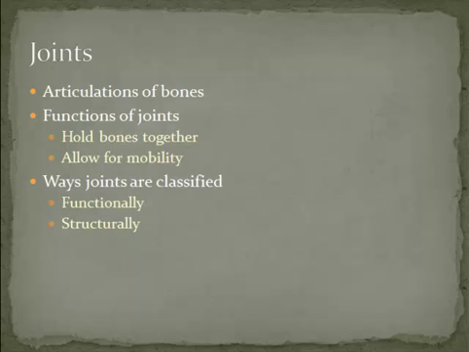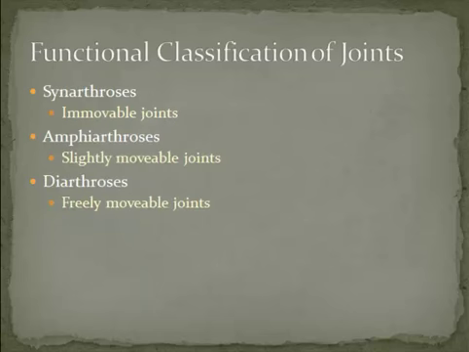So joints are very important, and so we're going to learn a little bit about the classification of joints, and then we'll also look at what can possibly go wrong with joints as well. So joints are classified in a couple of ways. First of all, we can classify them functionally, and we can also classify them structurally. So both what they do and what they look like. So let's take a look at each of these here.